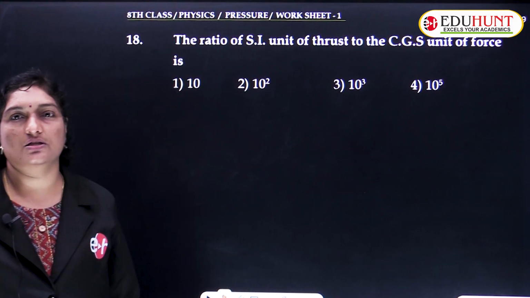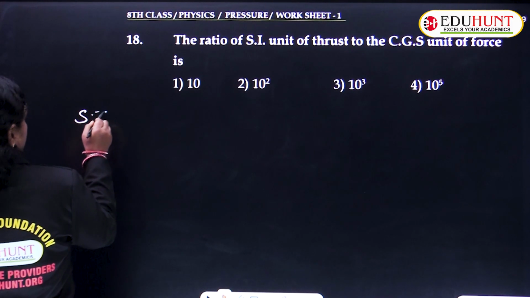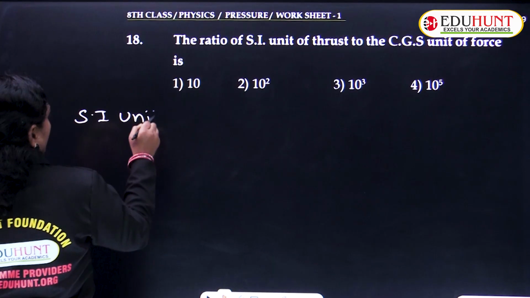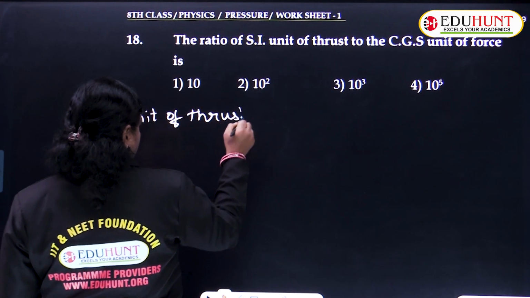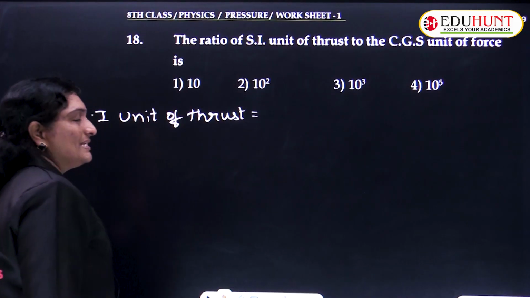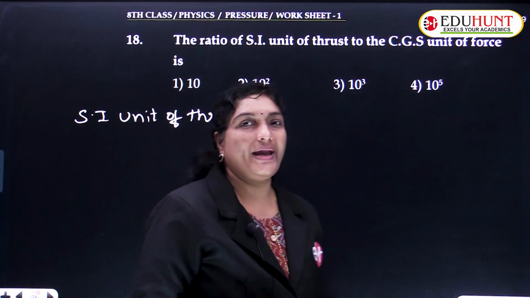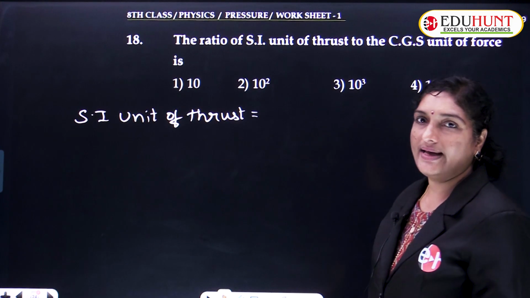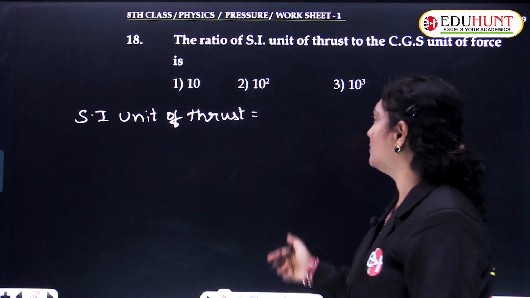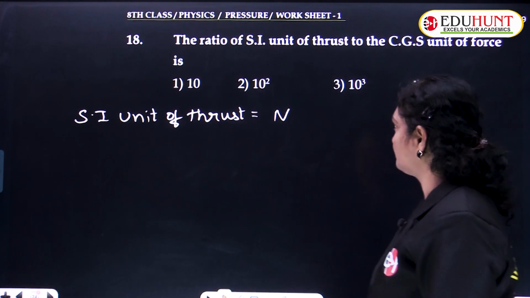The reverse of the ratio of SI unit of pressure, SI unit of thrust to the CGS unit of force. So let us have a look, children. SI unit of thrust. So how much is the SI unit of thrust? Thrust is nothing but the weight of a body acting on a given surface. So weight measured in Newton. So SI unit of thrust is Newton.